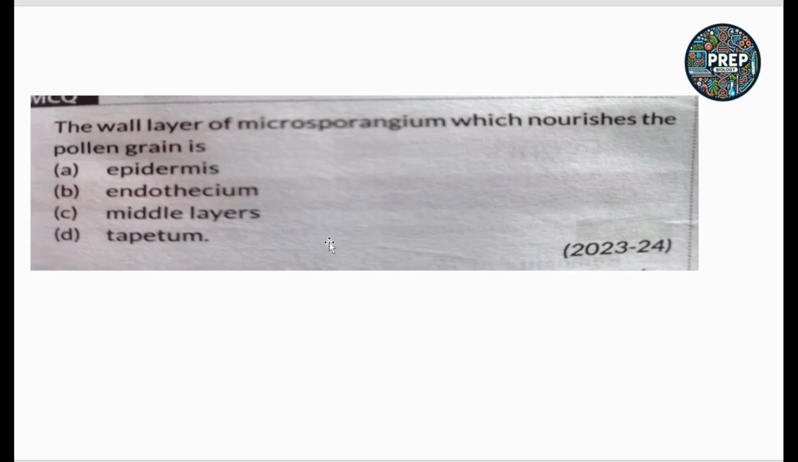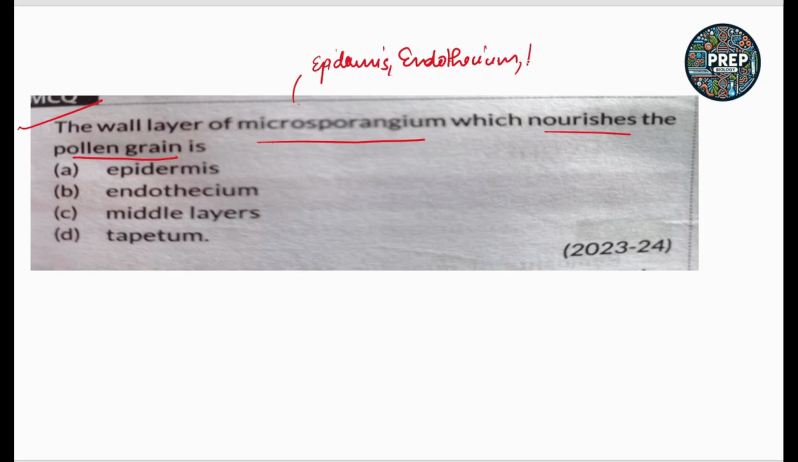Next question is, the wall of the microsporangium which nourishes the pollen grain. We have discussed this when we discussed the different layers of the microsporangium, like epidermis, endothecium, tapetum, middle layers. So these all are the layers of the microsporangium. You have to find out which layer nourishes the pollen grain. So the answer is the tapetum.